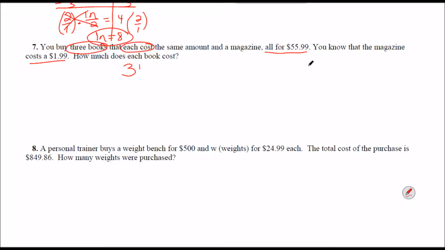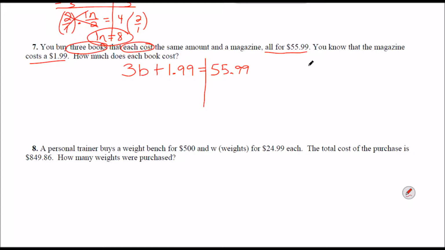So, 3 books, and the question is how much does each book cost? So I'm going to use the variable b. So 3 times the amount for each book, plus our magazine, which is $1.99. And in total, we spent $55.99.